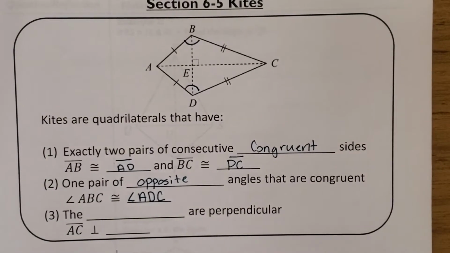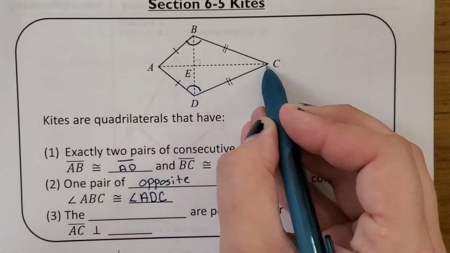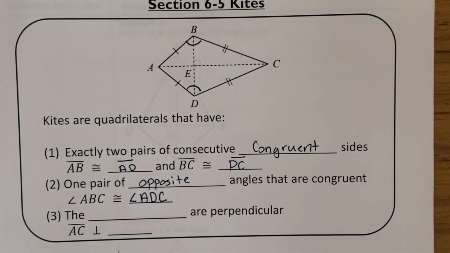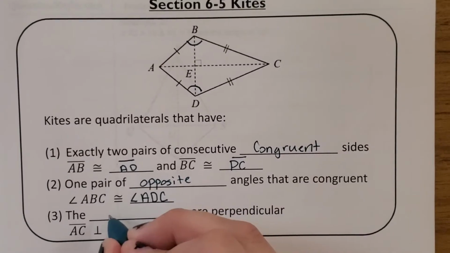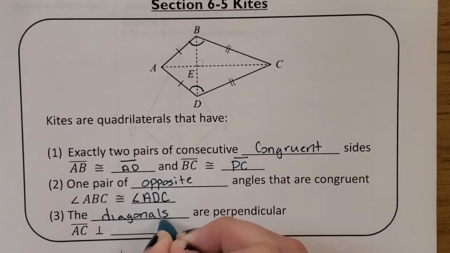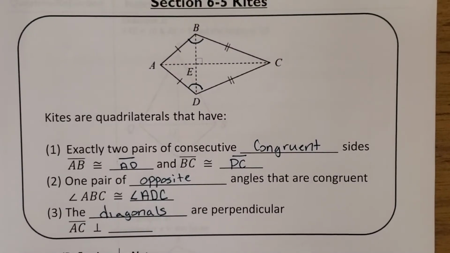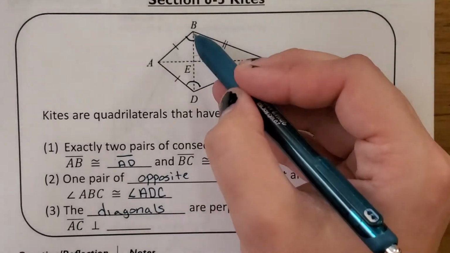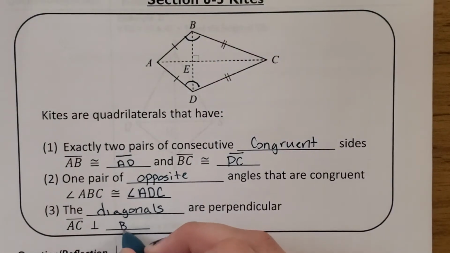And we also know one other thing. The connection between A to C and B to D, those are the diagonals of the kite. Those are always going to intersect in a way that makes them 90 degrees or perpendicular. So the diagonals are perpendicular to each other, meaning that AC, and there's our symbol for perpendicular, is perpendicular to BD.